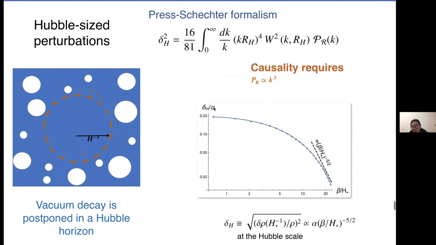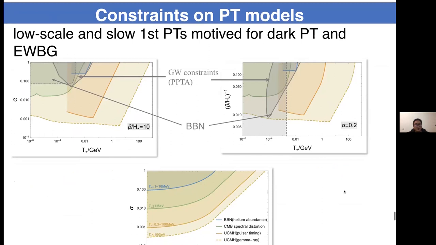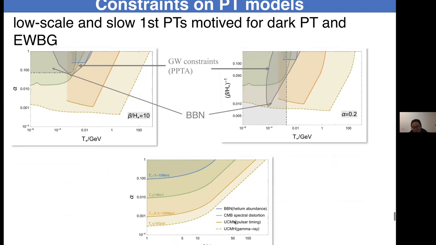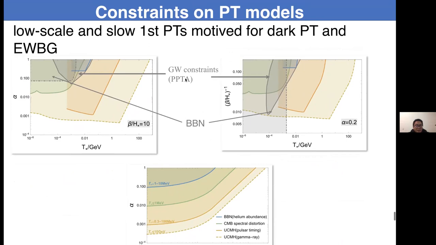This power is at the Hubble scale, so we connect this perturbation with the phase transition strength and the phase transition duration, and then we can constrain these phase transitions through the curvature perturbation. In fact, we consider the CMB spectral distortion and also ultracompact minihalos. This is from pulsar timing, and this is from gamma rays. Here we also present the constraints from the PPTA, from our previous paper on PPTA constraints on the first order phase transition. It's this contour, and another one is this one. It's the constraints from BBN here and here.